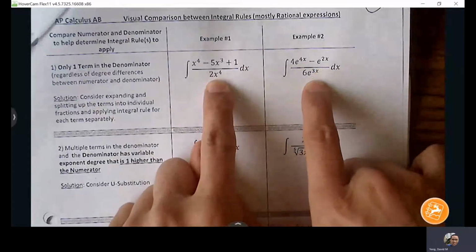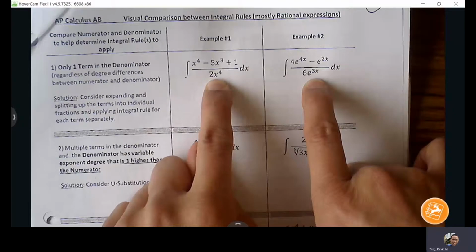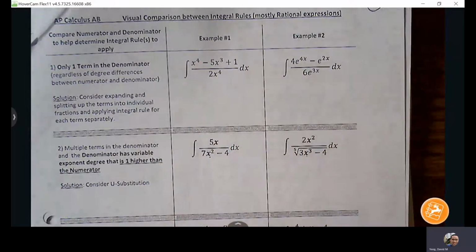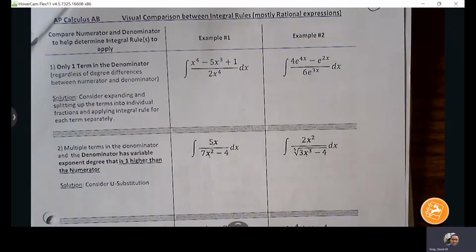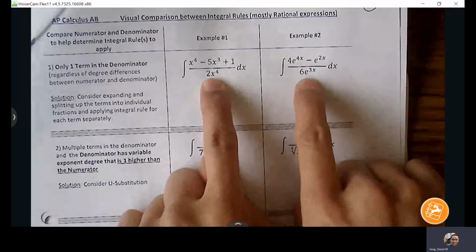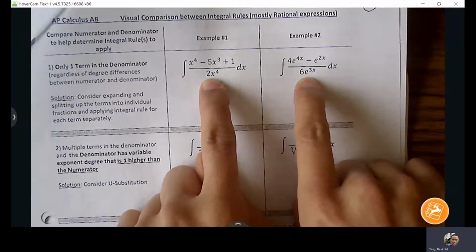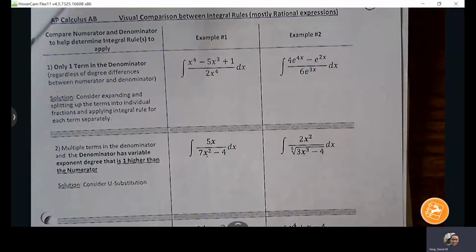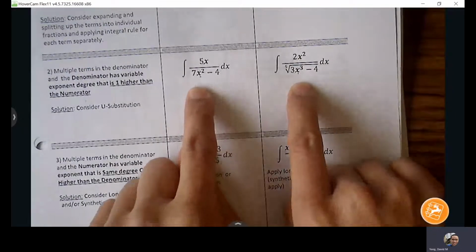You see how there's only one term in the denominator? Here, we don't really care about the degree difference. There's only one term in the denominator. I'm instantly thinking that I can separate into two, three problems and just treat them like three problems rather than dealing with one problem. So that's the indication that no u substitution yet. You want to separate into individual problems. Now, look at the second row.